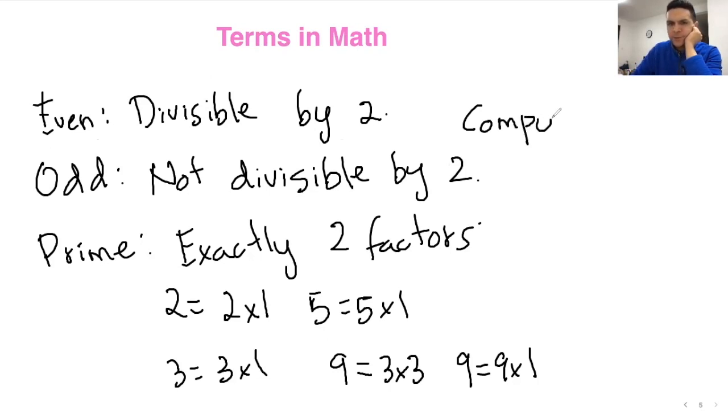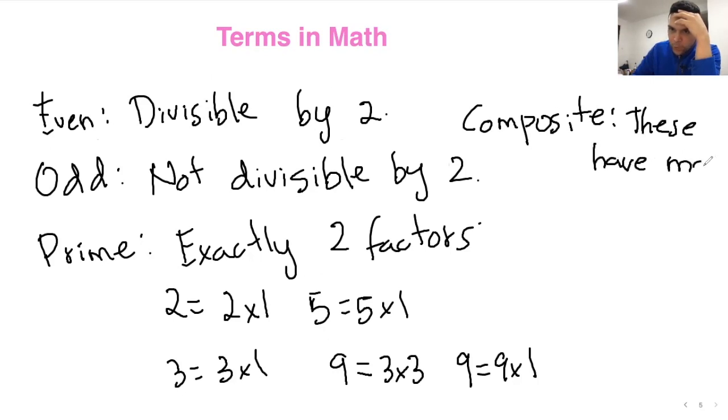Why is it composite numbers? These have more than two factors, okay? These have more than two factors. Let me just write it. Let me type it out. Because if I write the number 2, it might confuse you. Then 2 factors.